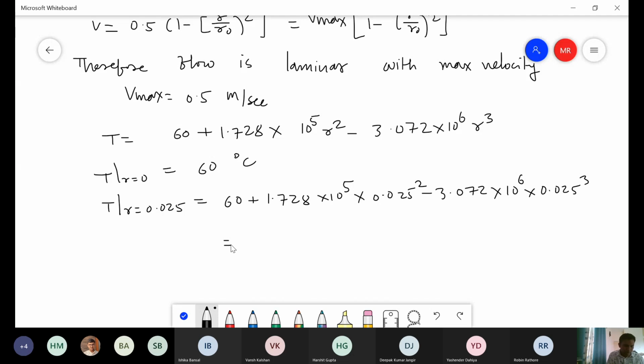So this comes out to be 60 plus 1.728 times 10 raised to power 5 times 0.025 squared minus 3.072 times 10 raised to power 6 times 0.025 cubed. Is it 120? Hello? Is it 120? Yes, sir.